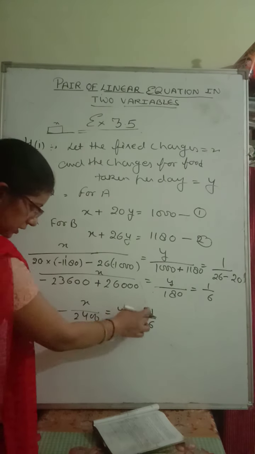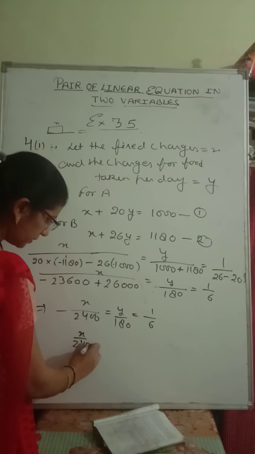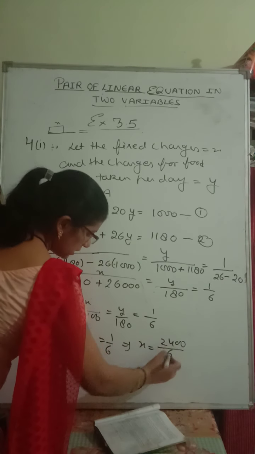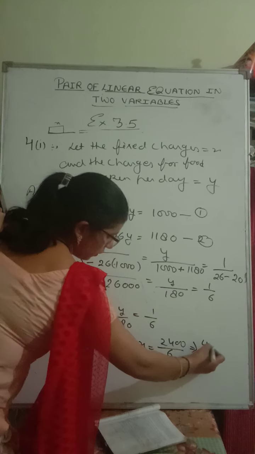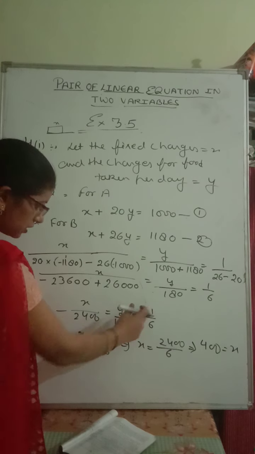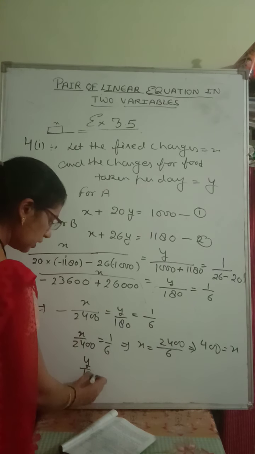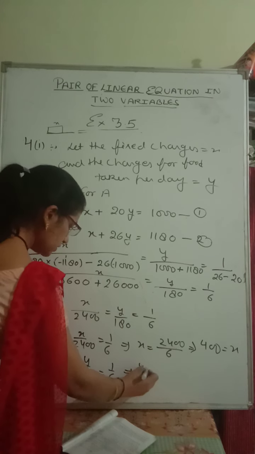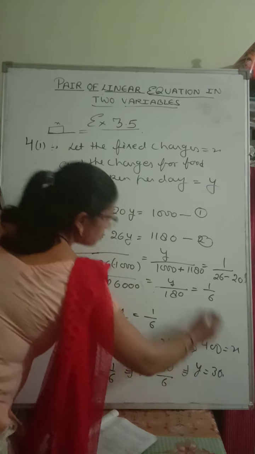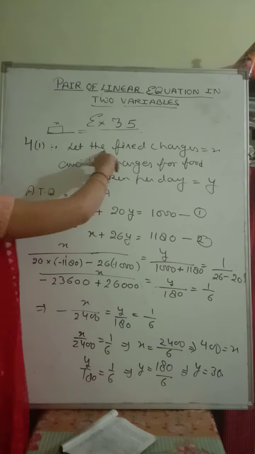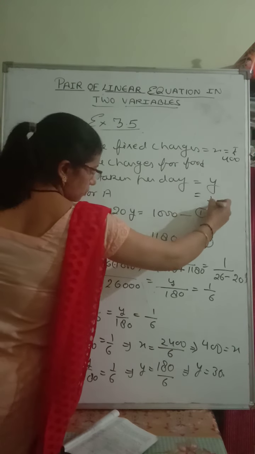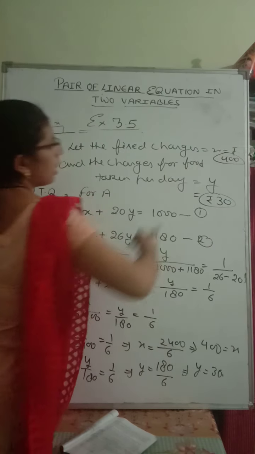So what we'll get comparing these two? So x upon 2400 equals to 1 upon 6, which shows x is equals to 2400 divided by 6. 6 4s are 24, 400. So you got the value of x is equals to 400. And then we will compare these two. Y upon 180 equals to 1 upon 6, which shows y is equals to 180 divided by 6, which shows y is equals to 30. So therefore x, the fixed charges are rupees 400 and the charges per day are rupees 30. This is your answer.